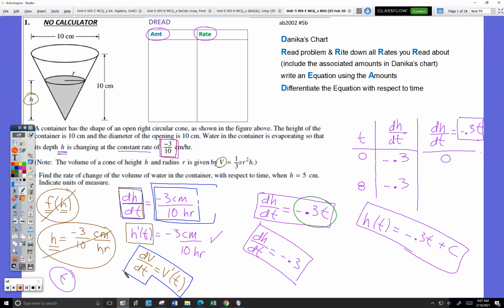Questions? Please, Matt. Why did you write it as V prime of t when the original equation is only V?